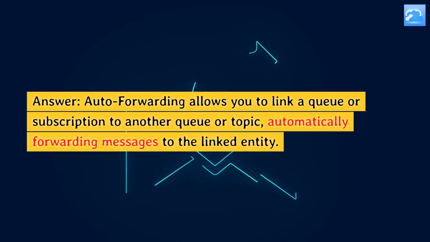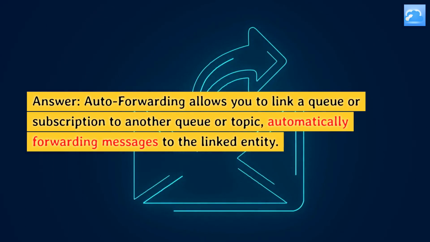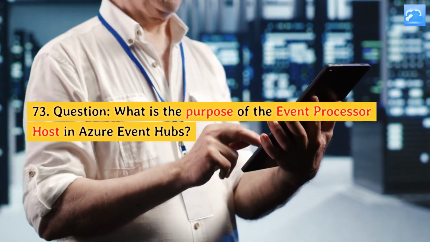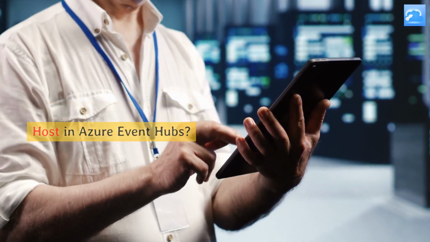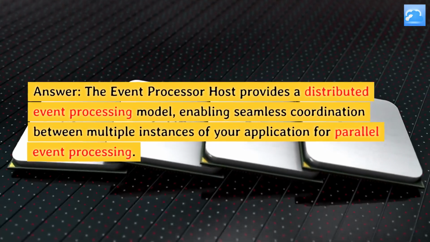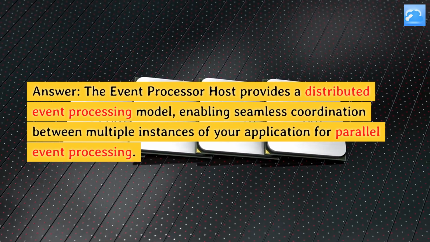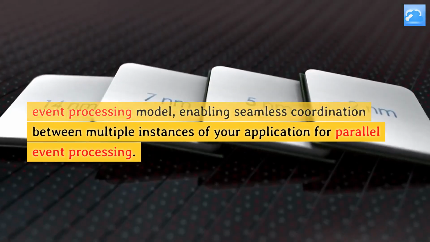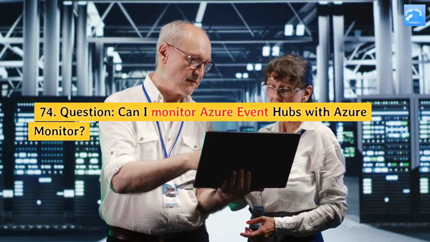Answer: auto-forwarding allows you to link a queue or subscription to another queue or topic, automatically forwarding messages to the linked entity. 73. Question: what is the purpose of the Event Processor host in Azure Event Hubs? Answer: the Event Processor host provides a distributed event processing model, enabling seamless coordination between multiple instances of your application for parallel event processing. 74.